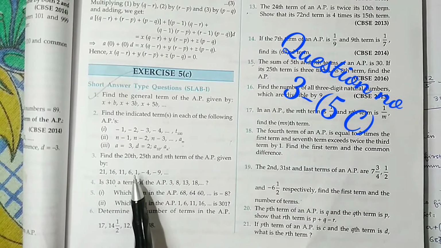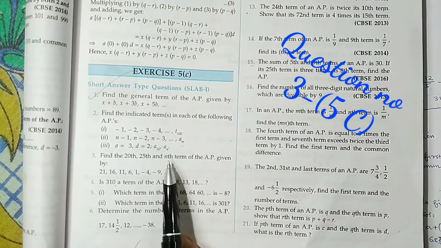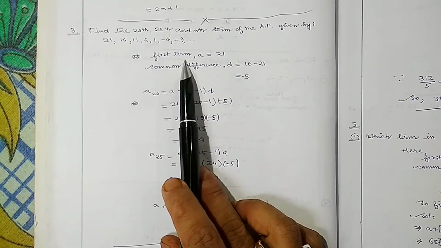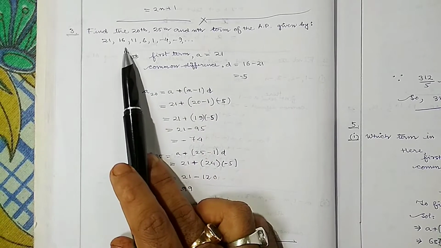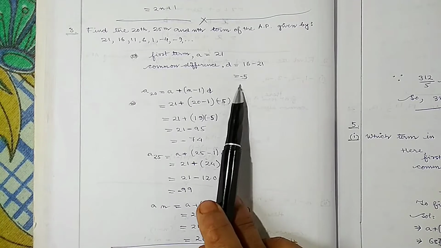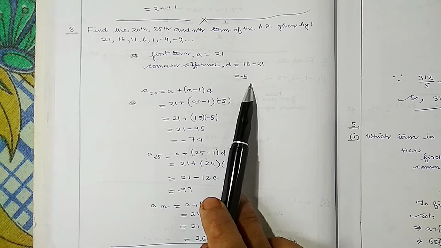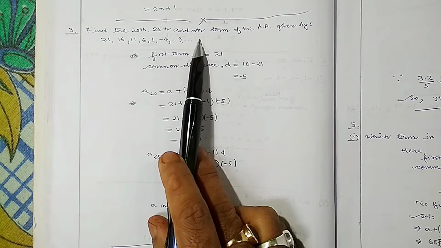The AP is 21, 16, 11, and so on. We have to find the 20th, 25th and nth term of this AP. So the first term A is 21. What is the common difference? How to calculate? Second term minus first term. 16 minus 21, what will we get? -5.